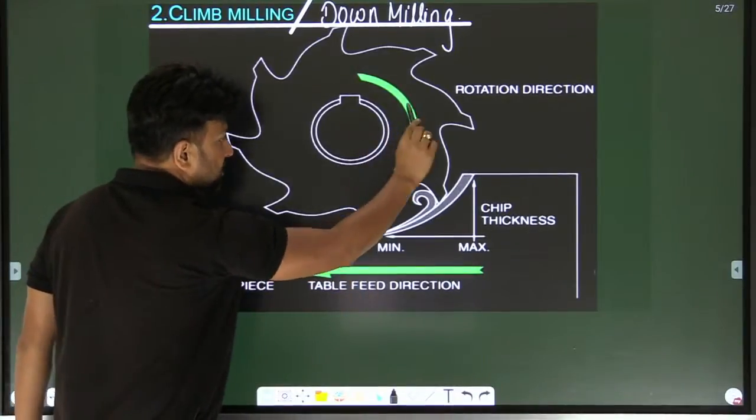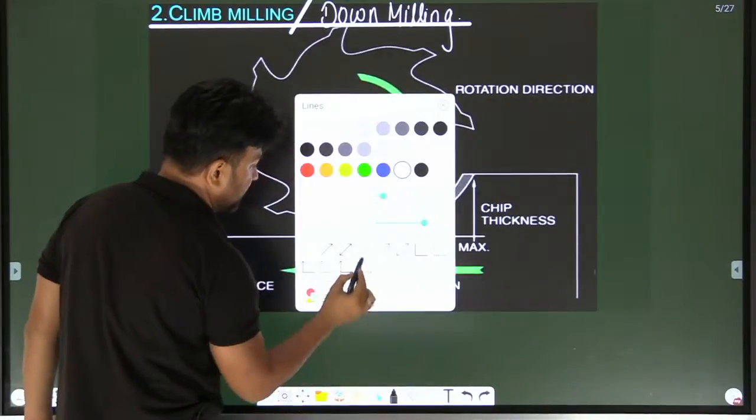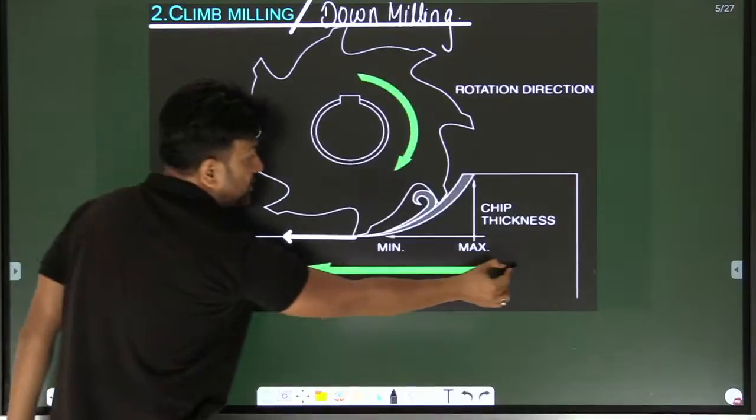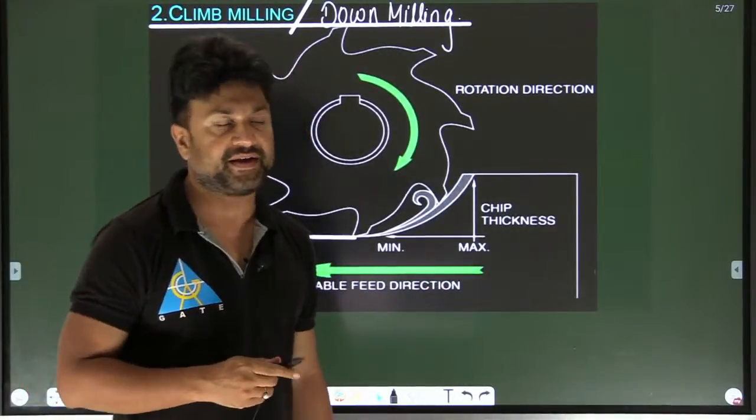And the milling cutter is rotating in this direction, means the rotation. If you take the tangential velocity of the milling cutter and the velocity of the workpiece, they are in the same direction.